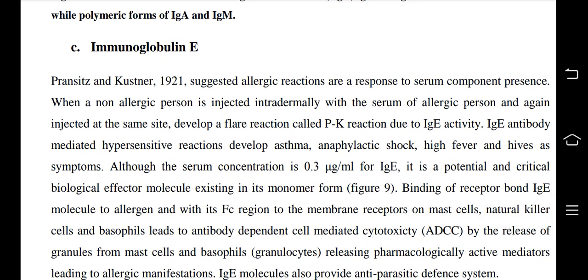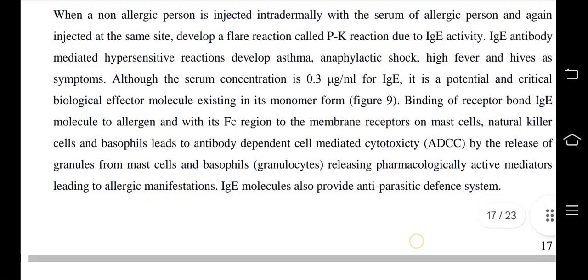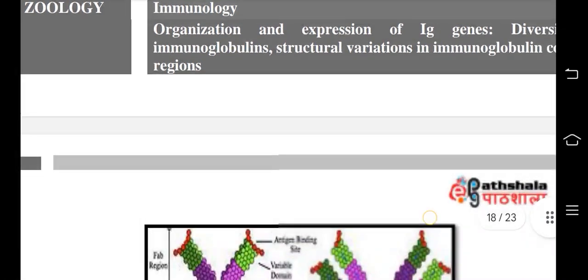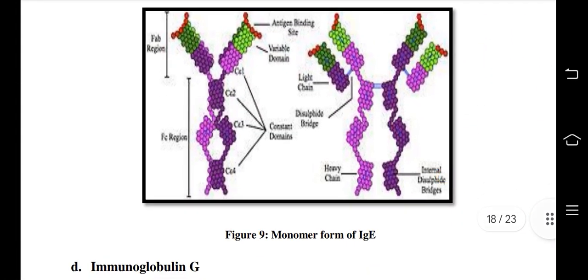Although the serum concentration of IgE is 0.3 mg per ml, it is a potent and critical biological effector molecule existing in its monomer form. Binding of receptor-bound IgE molecule to allergen and with its Fc region to the membrane receptors on mast cells, natural killer cells, and basophils leads to antibody dependent cell mediated cytotoxicity by the release of granules from mast cells and basophils, releasing pharmacologically active mediators leading to allergic manifestations. IgE molecules also provide anti-parasitic defense systems. Let's see the monomeric form of IgE.